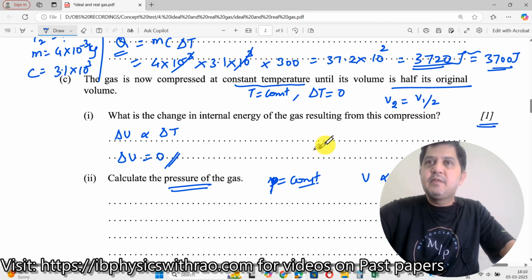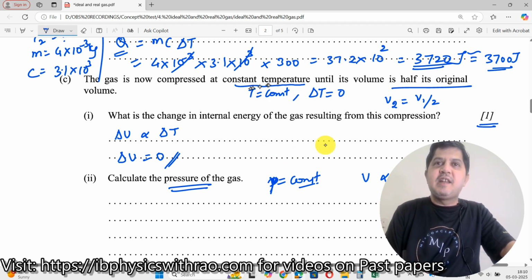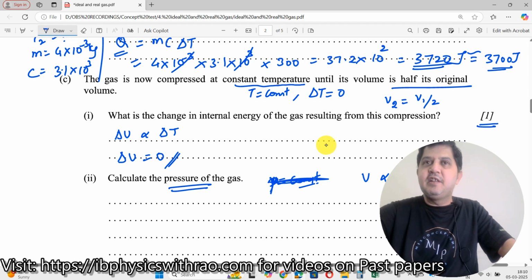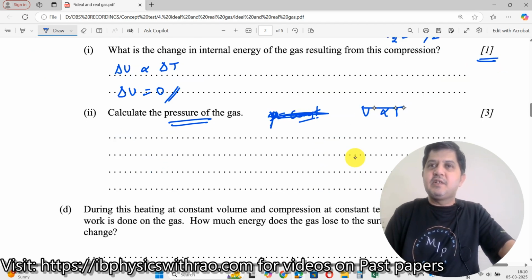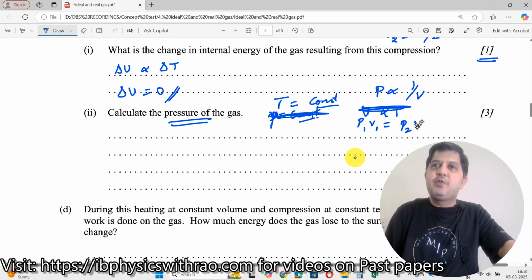Just a moment. Sorry, this is at constant temperature. I made a mistake here. This is a constant temperature. At constant temperature, what is the equation you can use? You can say P is proportional to 1 by V, right? Or P1 V1 is equal to P2 V2.